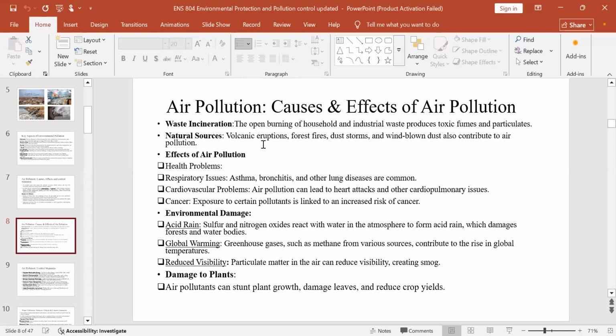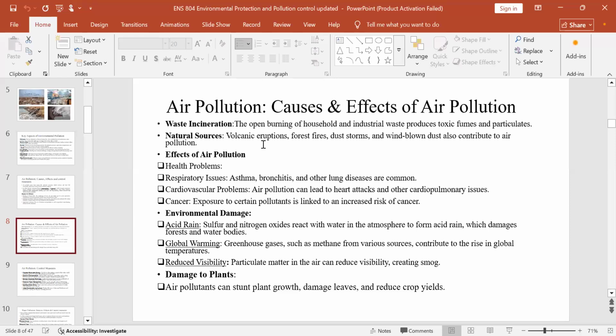So effects of air pollution. The health problems include respiratory issues like asthma, bronchitis, and other lung diseases, cardiovascular problems, and cancers, which arise due to exposure to certain pollutants that are linked to increased cancer risk in humans.